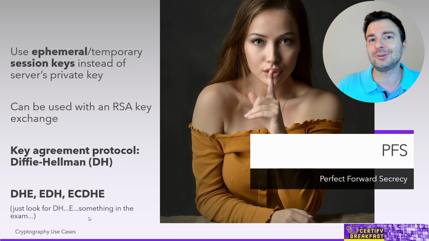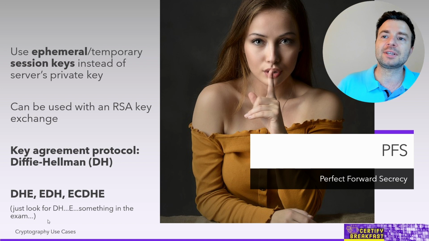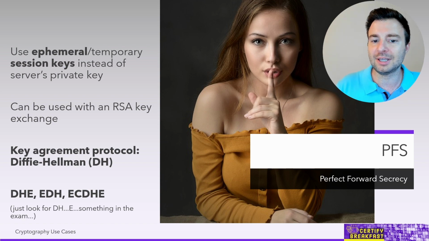Basically, if you find yourself in the exam having to identify Diffie-Hellman implementations that use perfect forward secrecy, look for something with Diffie-Hellman and E in the name. DH or EDH something. That's going to be what you're looking for. Those are the implementations that use perfect forward secrecy.